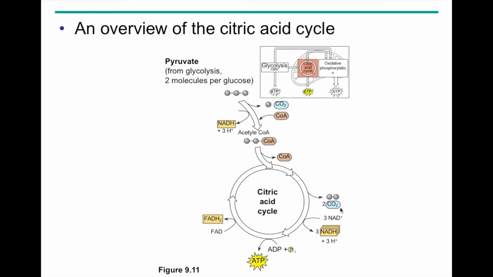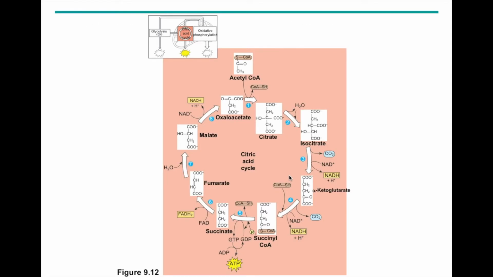We're going to release carbon dioxide here. We are going to form more NADH. We're going to form ATP. And then next, we're using our second form of electron carriers, which is FAD, which becomes FADH2. The purpose of all of these electron carriers is to take it into oxidative phosphorylation, which is going to be used in the ETC.